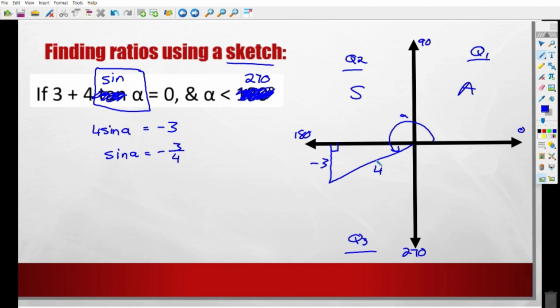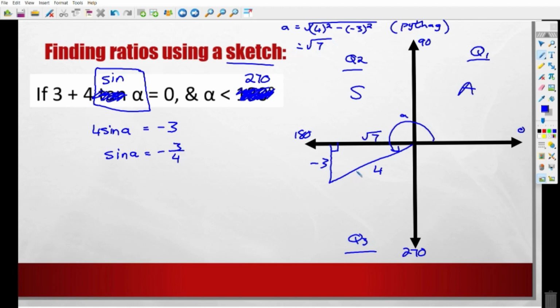And how are we going to find this last side over here? We have to use Pythagoras, right? So if we're looking for the adjacent side, we'll call it a. Now we're going to have the square root of 4 squared minus negative 3 squared. We know that the square of 4 is 16, and the square of negative 3 is 9, which is, we know that's 7. So it's just the square root of 7. I'm just going to write in there the square root of 7.